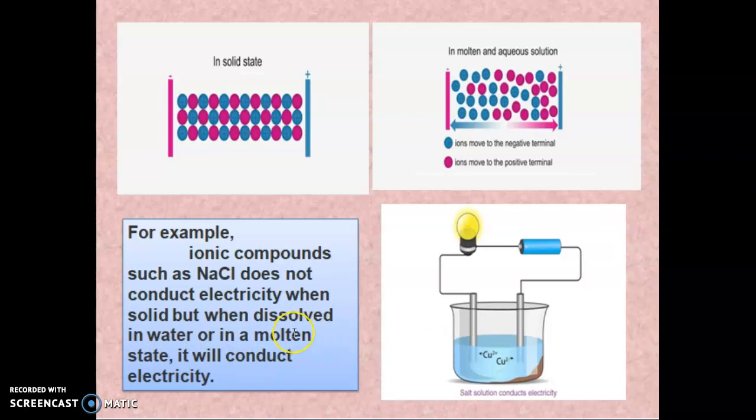In salt solutions, what happens? They will be dissociated into ions. So these ions will be free to move, and that is why they will conduct electricity.